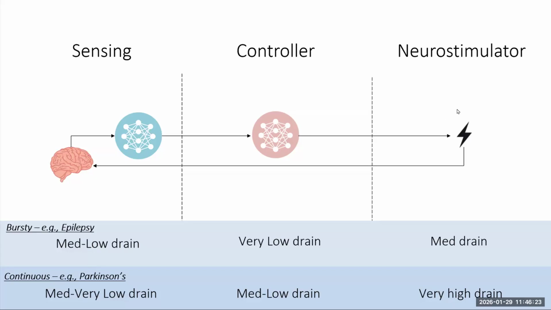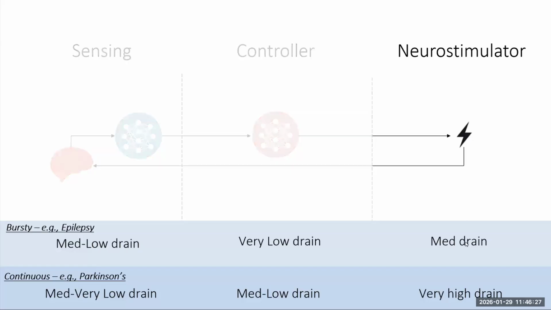That's just drawing power to zap the brain, right? The point is that the highest power drain sits in the neurostimulator side. Everywhere that there isn't a neural net. So if I add a spiking neural network, am I addressing the right problem?